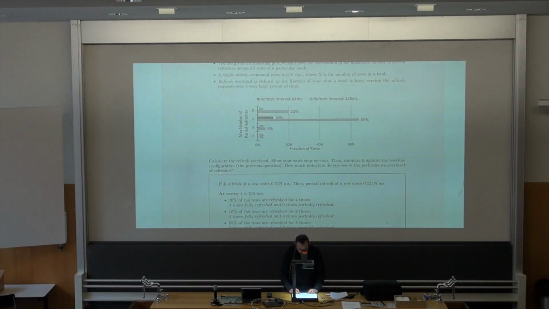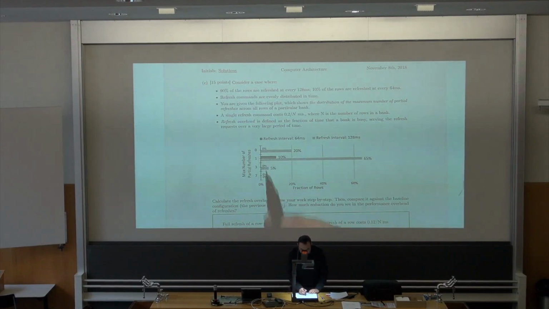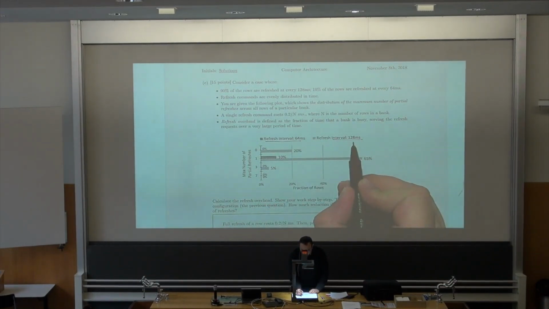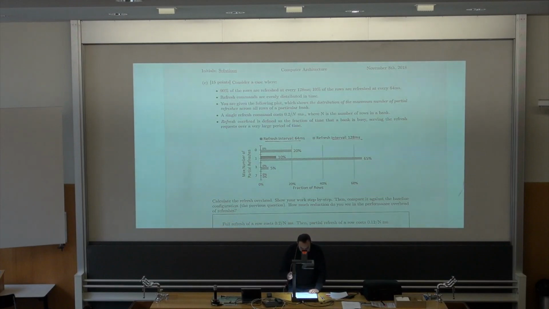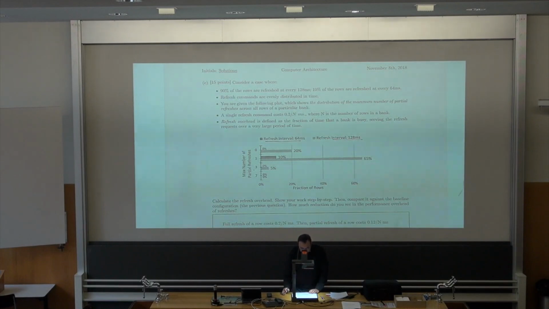And the last part of the question is here. Here we are merging these: on top of the baseline, we want to add partial refresh. And for the partial refresh, we have another plot here. Here we have two refresh intervals, one for 64 milliseconds, the other one for 128 milliseconds. And the y-axis is the same as before. Here you can see that when we add all these up, it goes to 100%. So this is the distribution.